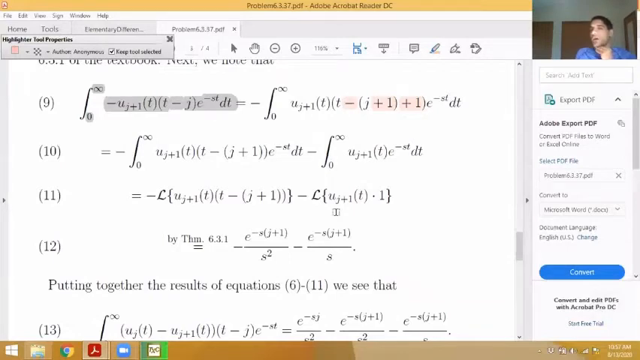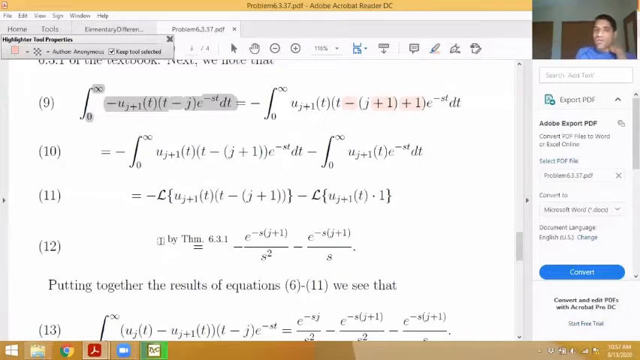And I'm going to be very explicit with my details. I don't need this times 1 here, but because I'm about to use the theorem from the textbook, I'm going to write this times 1 just to make it more obvious how I'm using the theorem. So this is really just the Laplace transform of u_{j+1}(t). And u_{j+1}(t) is the same as u_{j+1}(t) times 1.